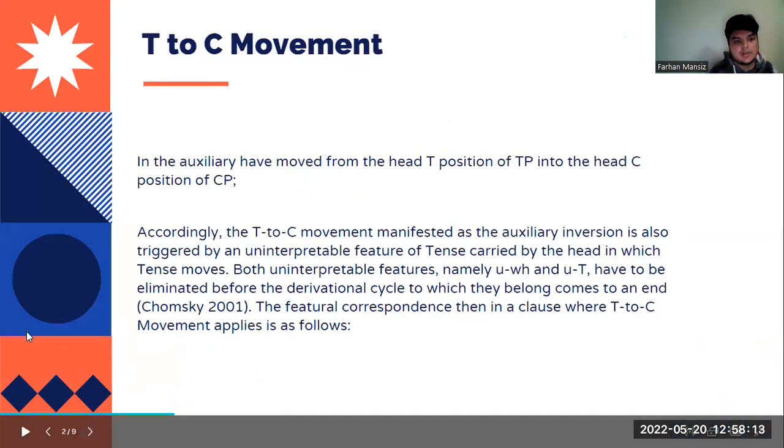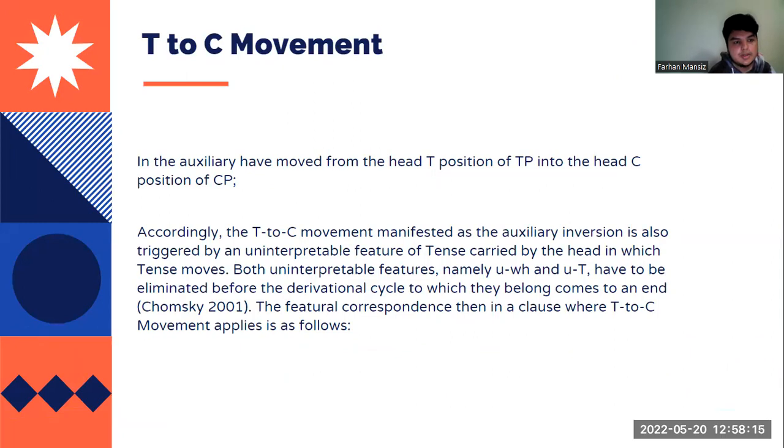So the first one is T to C movement. The auxiliary moves from the head T position of TP into the head C position of CP. Accordingly, the T to C movement, manifested as the auxiliary inversion, is also triggered by an interpretable feature of tense carried by the head, in which tense moves.